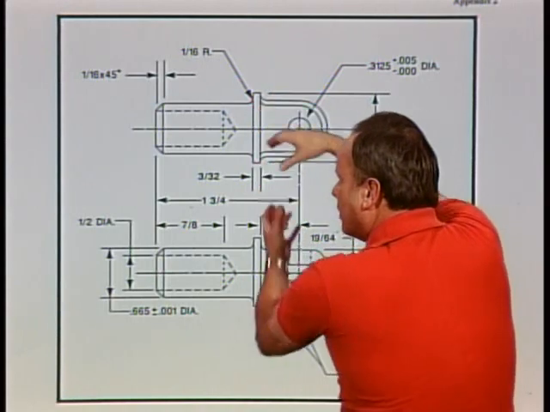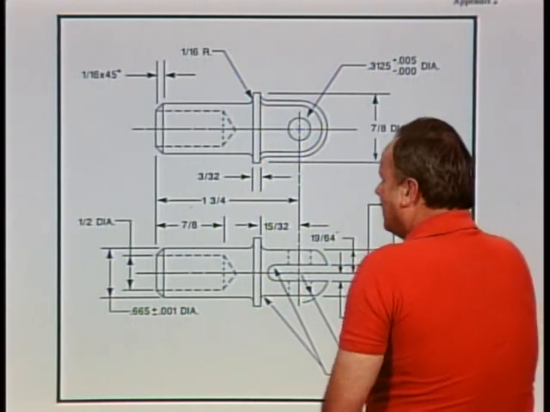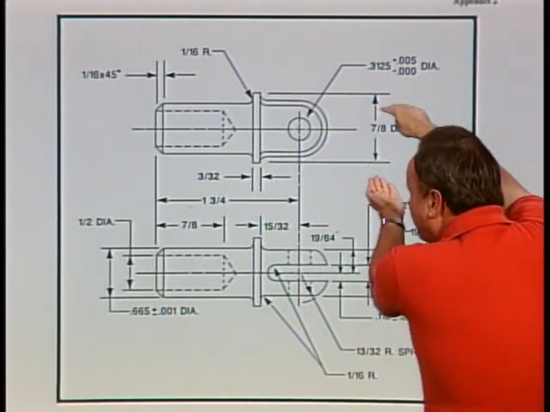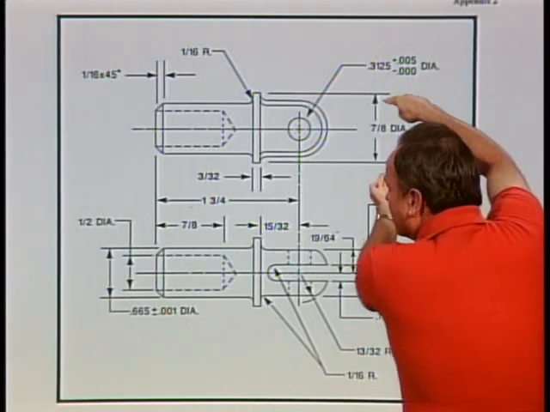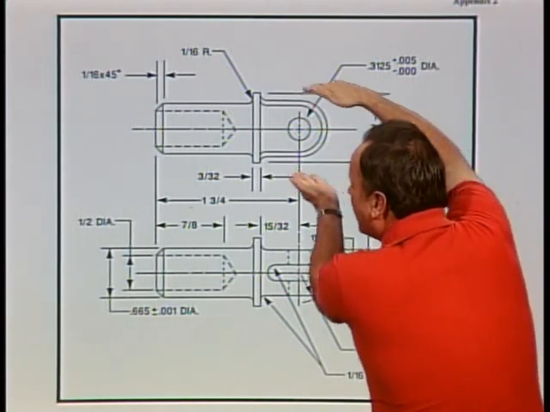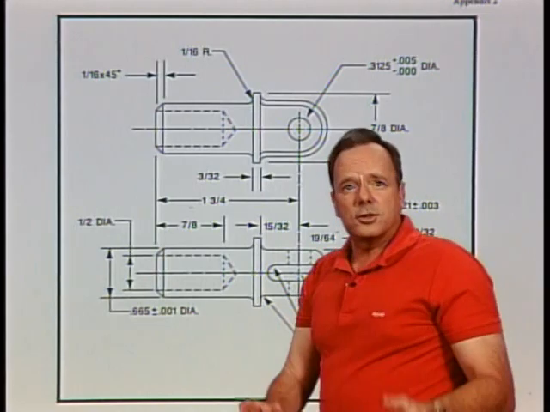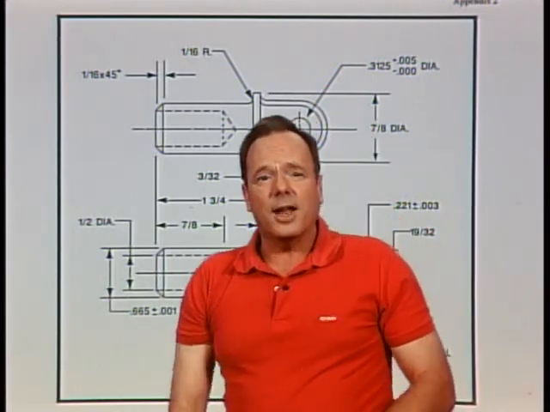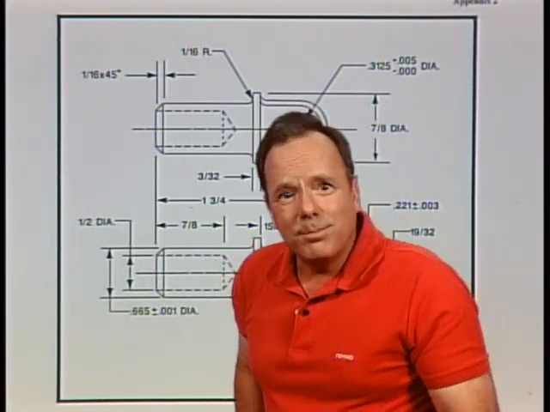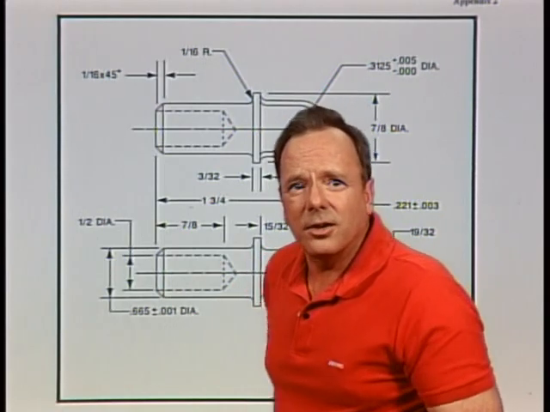You're going to use round stock to make this clevis. Now, if you look over here, you're looking for a final dimension here of 7/8 of an inch. You're going to machine this down to get it down to 7/8 of an inch. So what size do you have to start with? Well, the answer is you have to start with something bigger than 7/8 of an inch. Let's take a look at the answers.